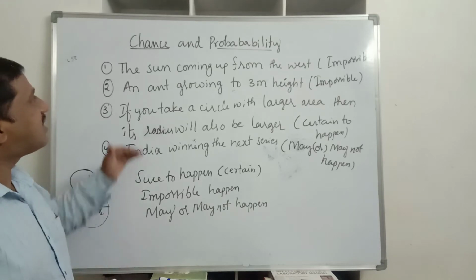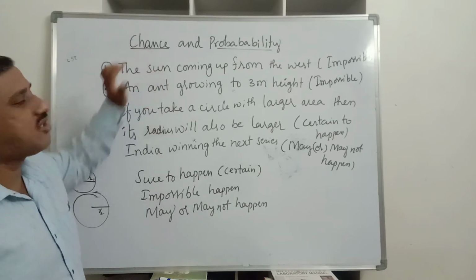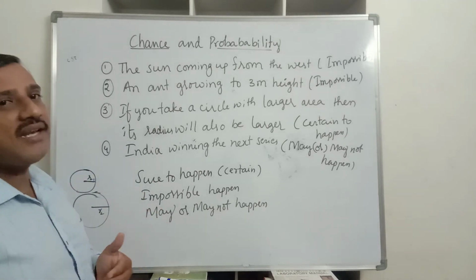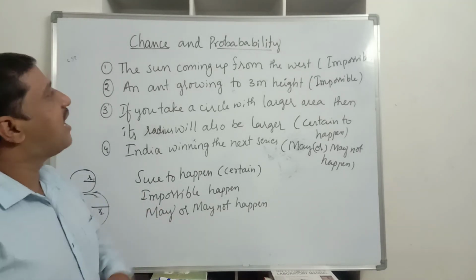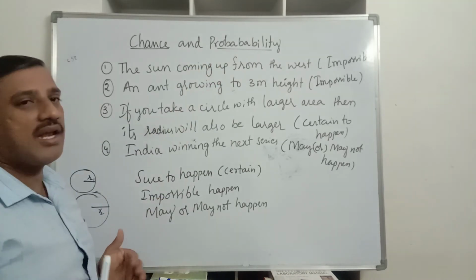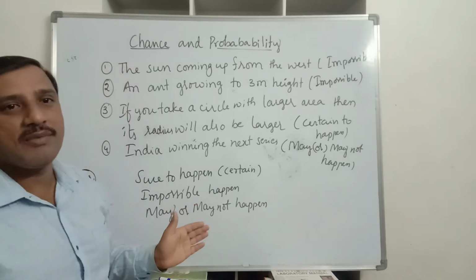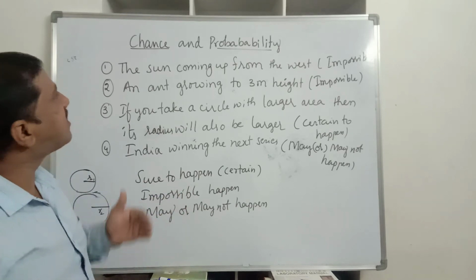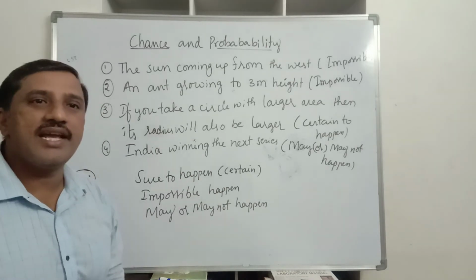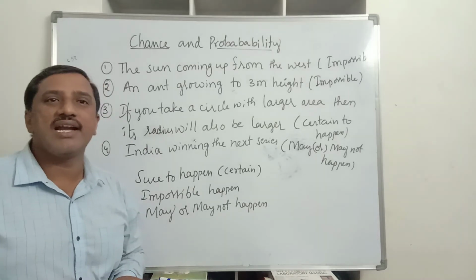These situations, which happen or may not happen, come under chance. How much possibility there is for that event to happen or not happen is simply what we call probability. We will study more about probability in the higher classes. So what is chance? The situations which happen or may not happen give us chances. Chance of winning the game, chance of losing the game. When we toss a coin, chance of getting a head, chance of getting a tail.